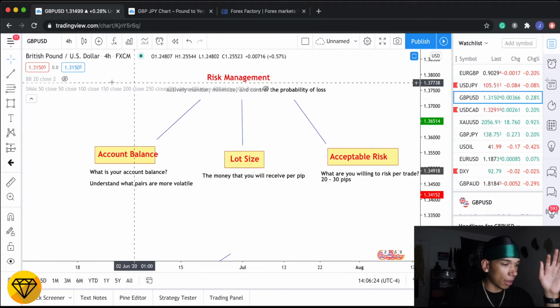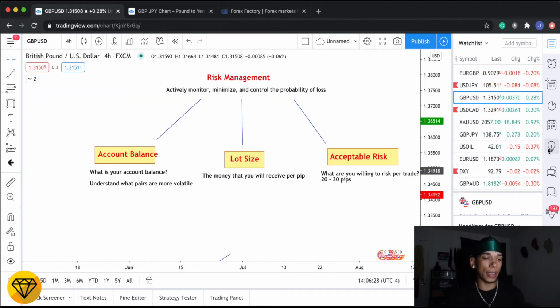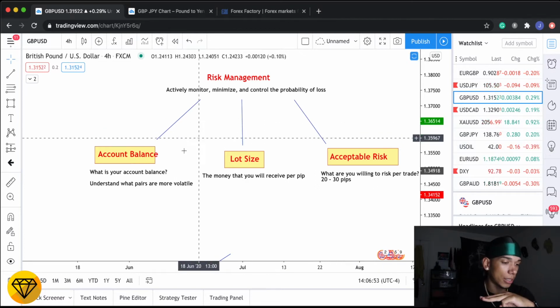We're going to be talking about, obviously, risk management. And the definition, in my opinion, of risk management is to actively monitor, minimize, and control the probability of loss in every single trade, in every single day that you place a trade, and every month and every year. Minimize and control the probability of loss, right? And so there's three aspects that go into this when we talk about minimizing loss, right?